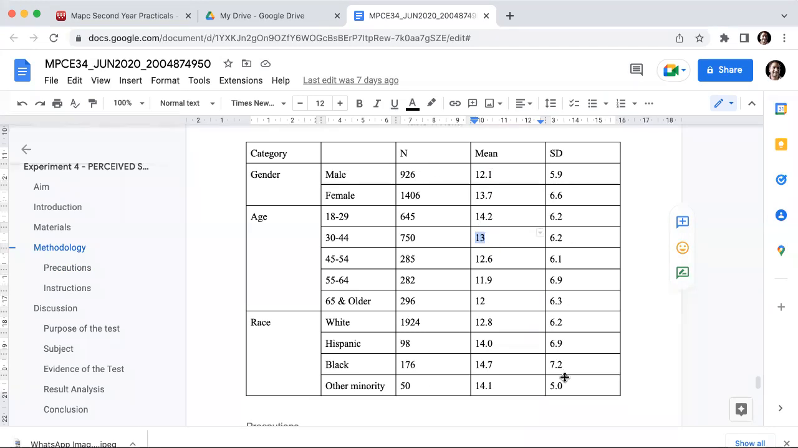So there are other points in this norm table. What is this N? This N is the sample size. So basically the person who calculated this average would have evaluated 926 males, and the average reading that he got is 12.1. And the standard deviation is 5.9. Okay, so this you can connect back to statistics. I'm not going to explain what the standard deviation and other things are. So this is the sample size this experimenter took and then came to this particular mean. So he evaluated around 645 people and he determined that the average is 14.2.